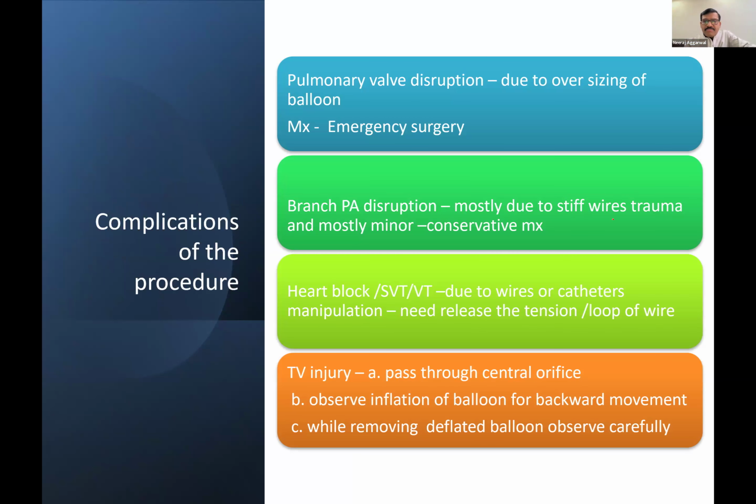Mostly this happens because of stiff wires, trauma, and mostly wire. When you're pushing stiff wires or straight tip wires in the branch PA, this is basically minor injury, and most of the time conservative management is possible.